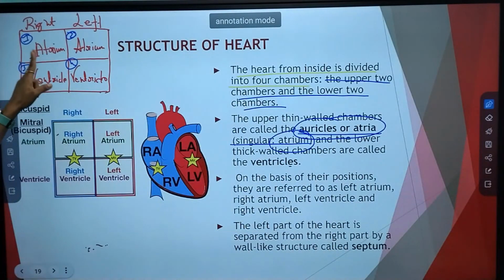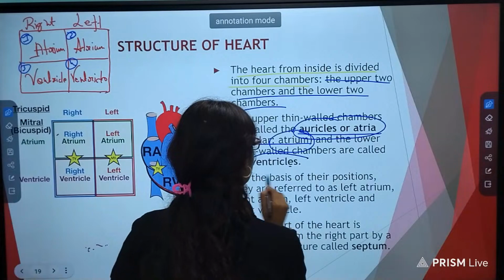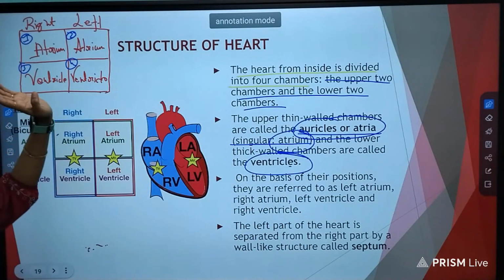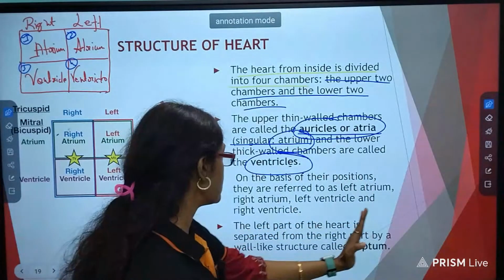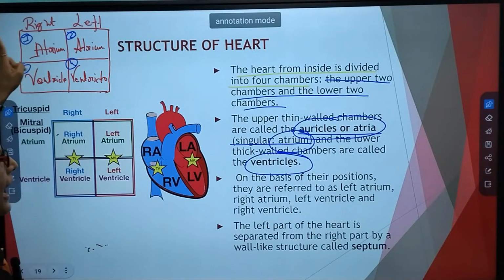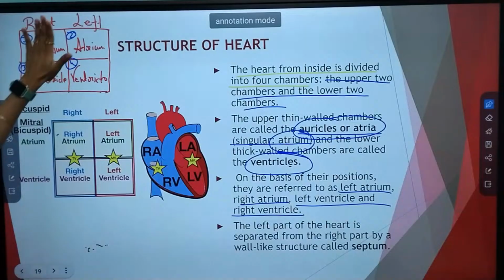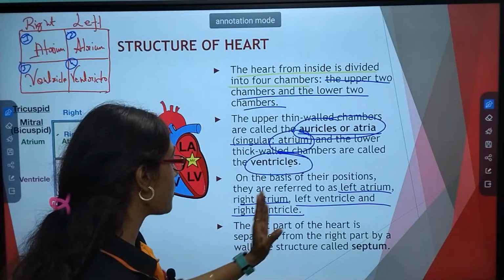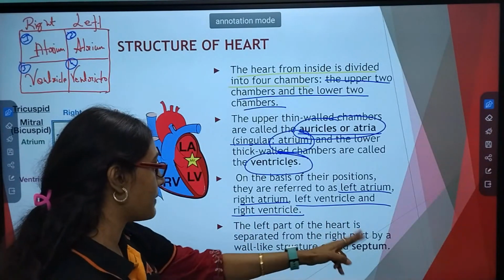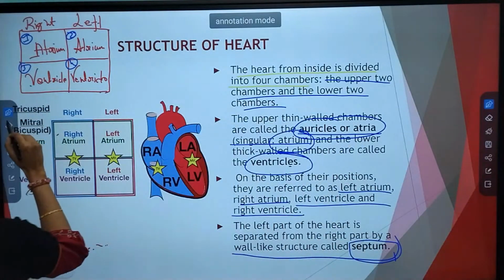So I have written atrium. And the lower thick-walled chambers are called ventricles. I have written ventricle. On the basis of their position, they are referred to as left atrium, right atrium, left ventricle, right ventricle. Isn't it easy? You have learned how to write this. The left part of the heart is separated from the right part by a wall-like structure called the septum. So which one will be the septum?